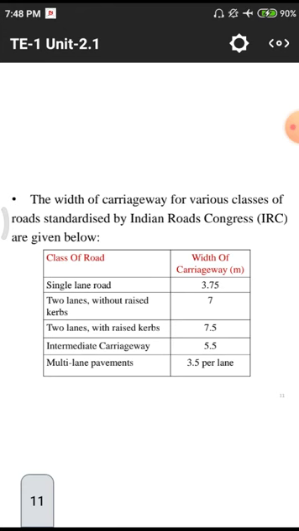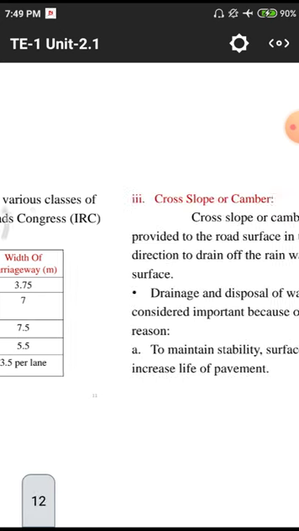This is the current classification of road widths depending upon the carriageways and the classes of roads. First we observe the single lane road, 3.75 meters; double lane road, 7 meters; single lane road with carriageway, which comes under the intermediate way, 5.5 meters. Two lanes with raised kerbs, we will get 7.5 meters.